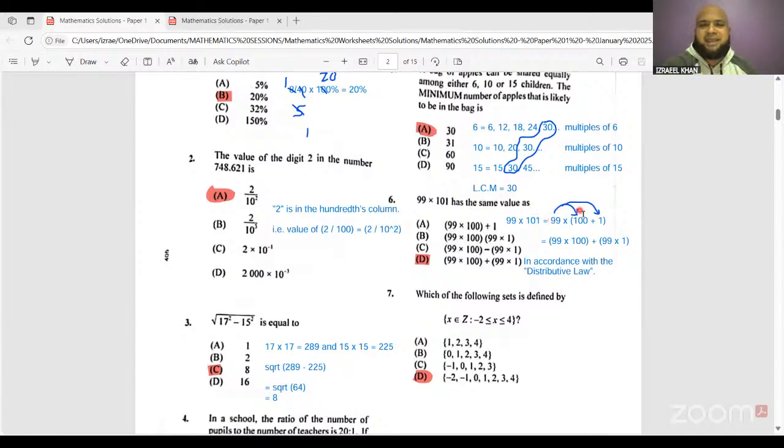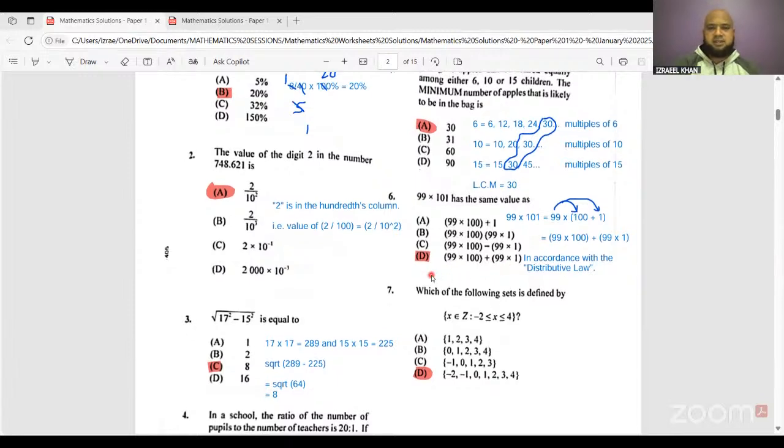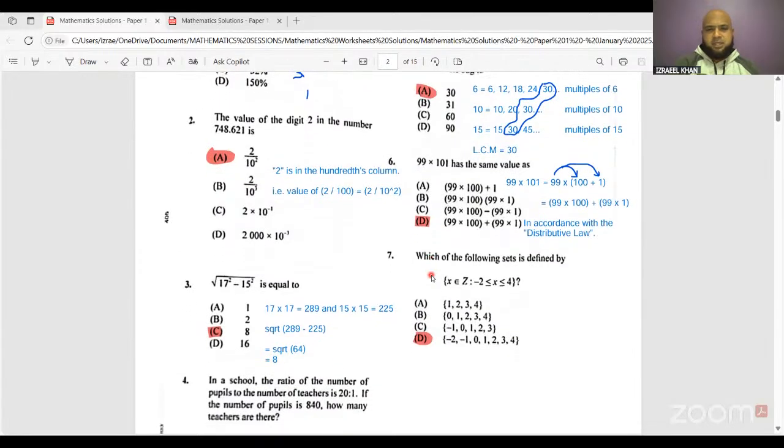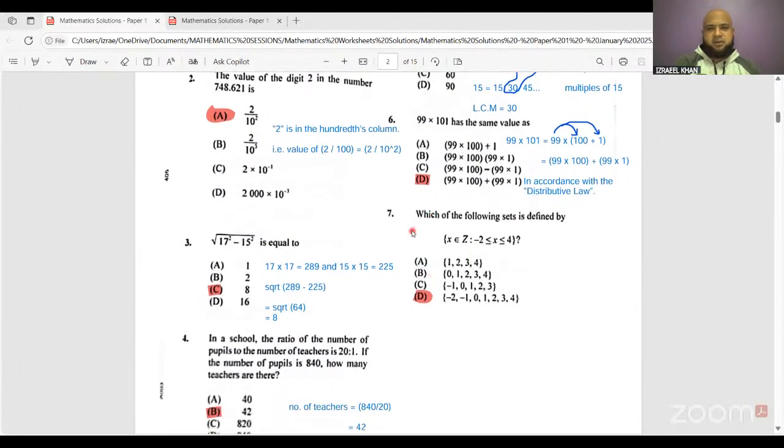You're multiplying 99 by 100 plus 99 by 1, and that is the expanded version of this. Looking down here, you can see 99 by 100 plus 99 by 1, you get D. All right, D as in dog. Seems to be rolling cool so far.